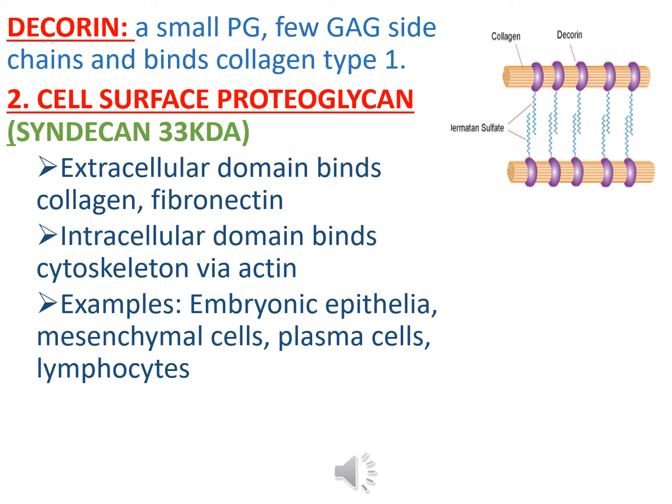And then you have cell surface proteoglycan, which includes syndecan. It has a transmembrane core protein and serves as an additional attachment of the cell to the extracellular matrix. It has an extracellular domain, an intracellular domain, and a transmembrane part. The extracellular domain binds collagen and fibronectin. The intracellular part binds to the cytoskeleton of the cell. This proteoglycan syndecan is found in embryonic epithelial cells. It is found in plasma cells, lymphocytes, and mesenchymal cells.